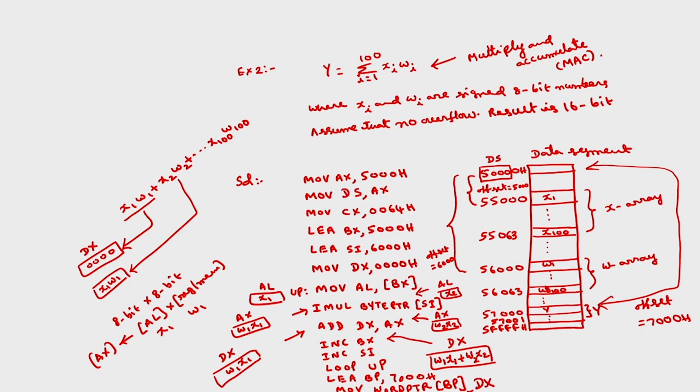So, the 16-bit result of y was there in DX, that I am moving to two locations because of word ptr. BP has pointed to 7000, but the result is 16-bit. So, this will be stored in 57000 and 57001. Then halt.